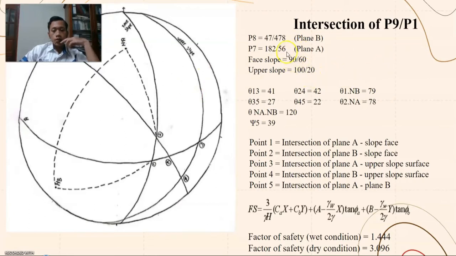Lastly, there is the intersection of P9 and P1 in the wedge failure, which is in the unconditional zone. The lower dip angle is 56, which will be plane A, and point 1, and draw the great circle of A, B, slope face, upper slope, and then find point 1 to point 5 to get the dip angle distance. Then lastly, we got the factor of safety in wet condition is 1.444, and the factor of safety in dry condition is 3.096. That's all for me.